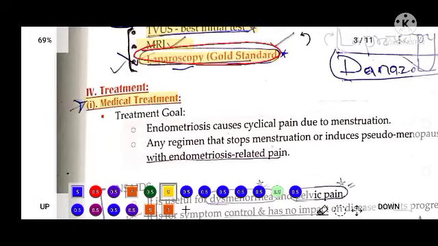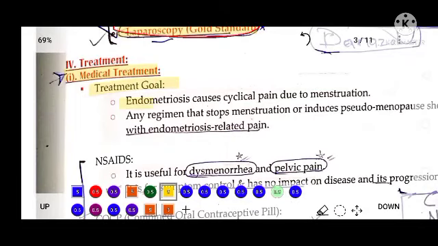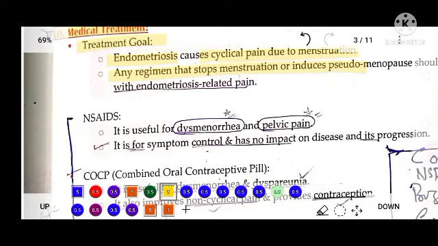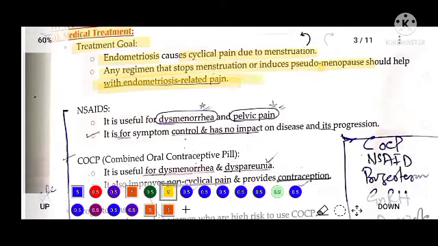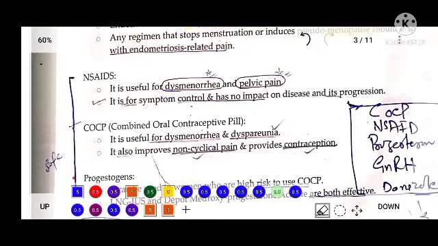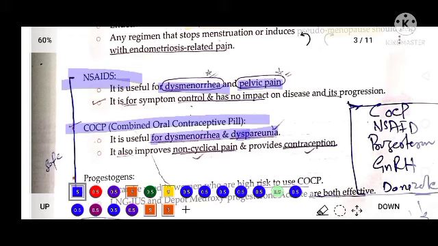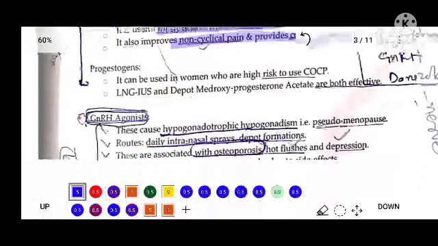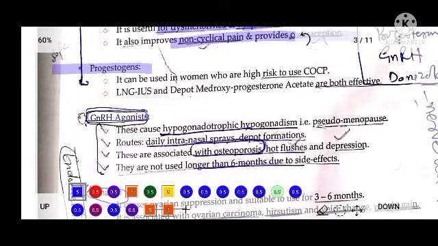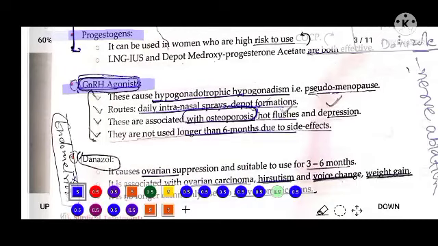Now, the medical treatment: endometriosis causes cyclic pain, so any regimen that stops menstruation or induces pseudomenopause should help with endometriosis related pain. NSAIDs should be given with a combined oral contraceptive. NSAIDs help with dysmenorrhea and cyclic pain, and combined oral contraceptive hormonal pills help with dysmenorrhea and dyspareunia. They improve non-colicky pain along with contraception. Progesterone should be given, and GnRH analog is also given.